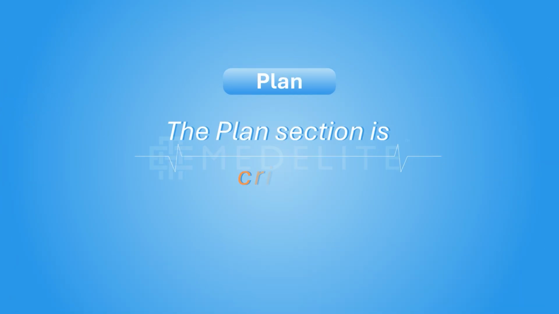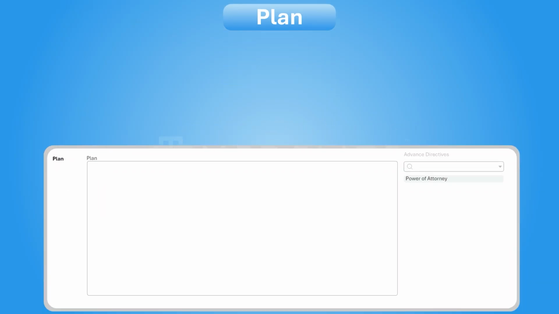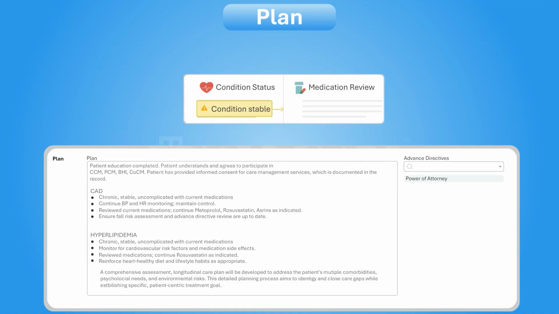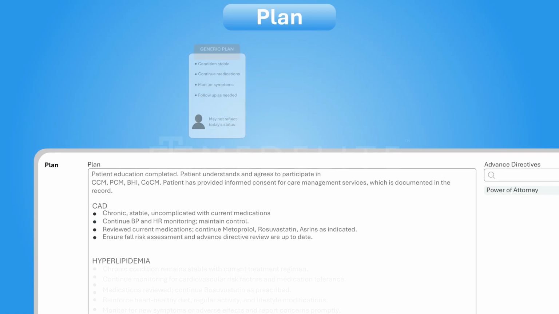The plan section is critical and requires your focused attention and edits. Eligibility statements and diagnosis-specific plans are pre-populated, but you must review every line. Make sure the sentence noting condition stabilization is updated and accurate, and that there are no blank medication references. Edit as needed to reflect the patient's current status.